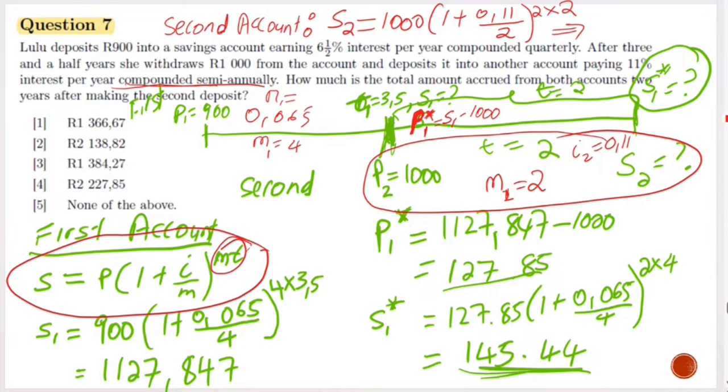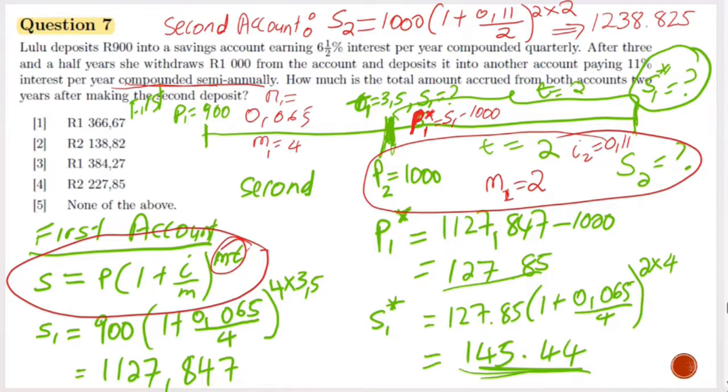I'm going to get the value of 1,238.25. I am leaving it at two decimal places. So this is your S2.